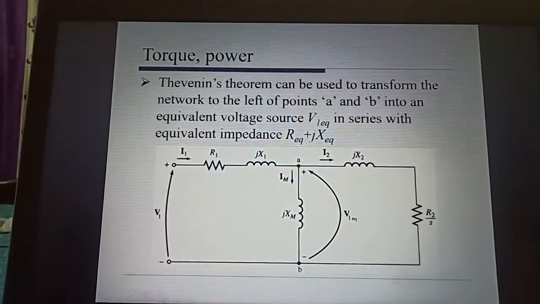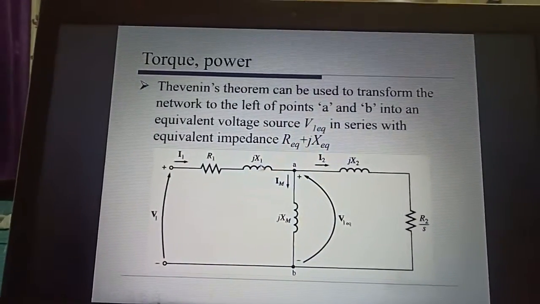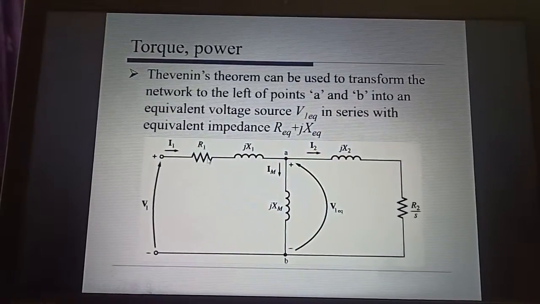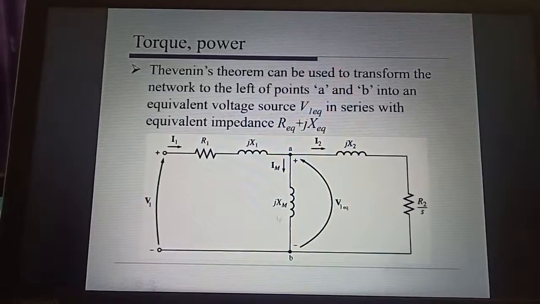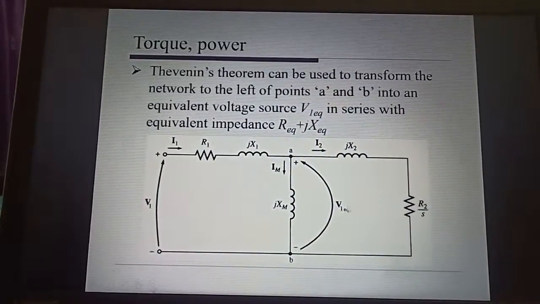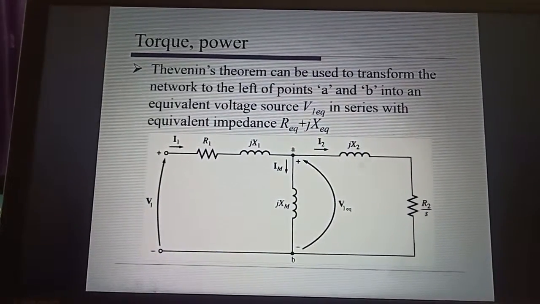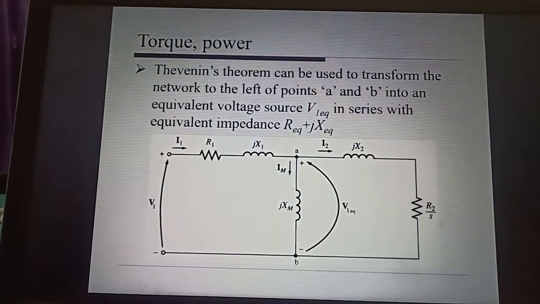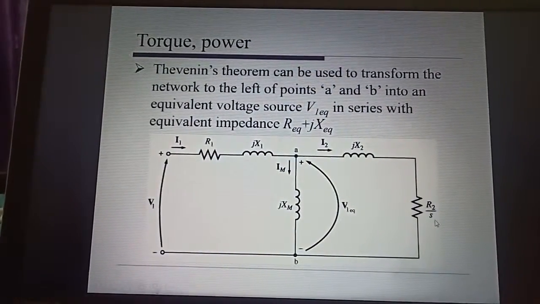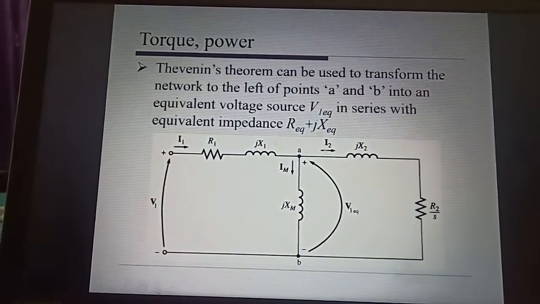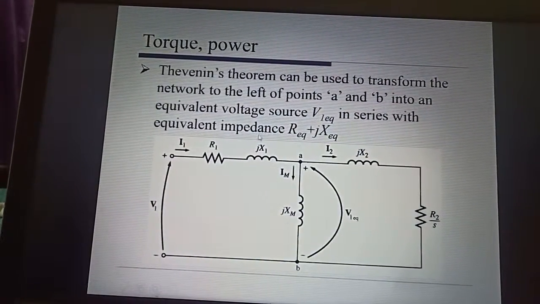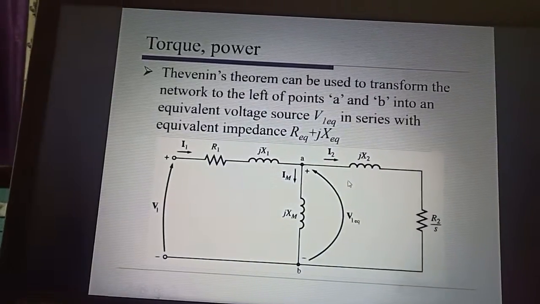This one is an induction motor equivalent circuit. R1 is the stator resistance, X1 is the stator inductance, and Xm is the mutual inductance between stator and rotor, and this is the rotor reactance, and this one is the mechanical load equivalent electrical parameter. Understood? So this one is an equivalent circuit of an induction motor.